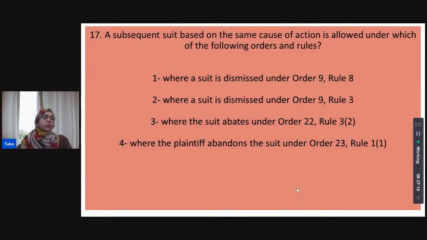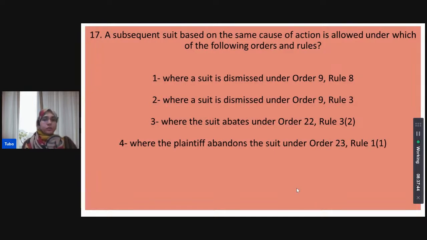Now, question number 17. A subsequent suit based on the same cause of action is allowed under which of the following orders and rules? We know cases of same causes of action, same parties, are barred, right? They're not allowed by procedure of law, by a policy of law, so that there is no redundancy, there is no overburdening of courts. But a subsequent case on the same cause of action will be allowed, but it is done so in which of the following orders and rules?